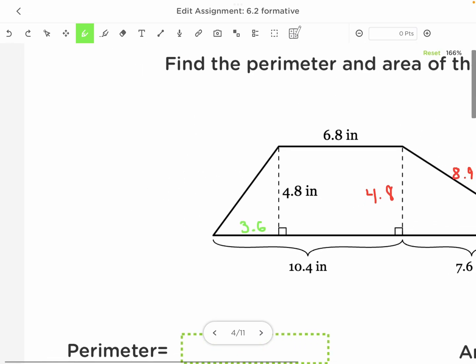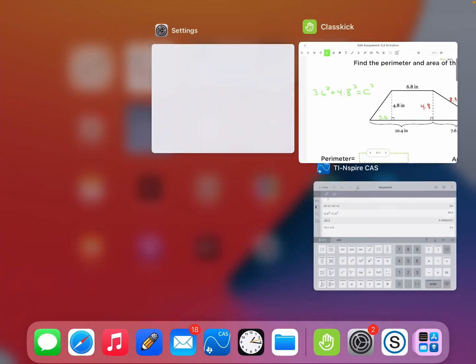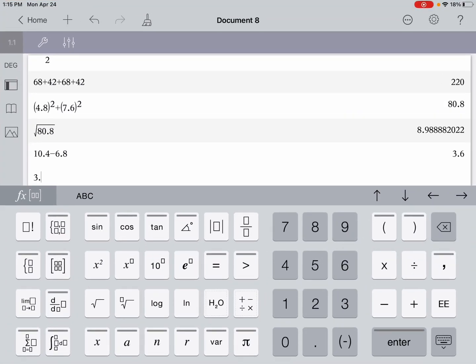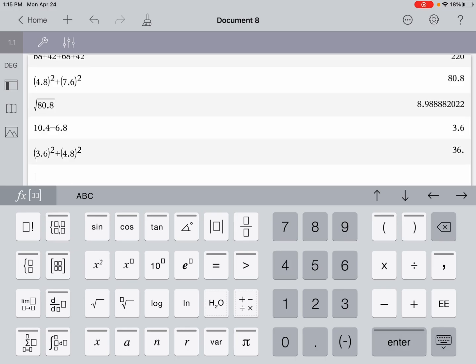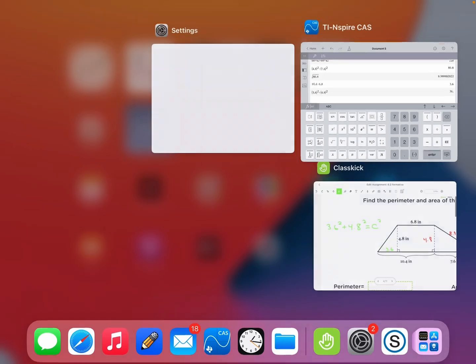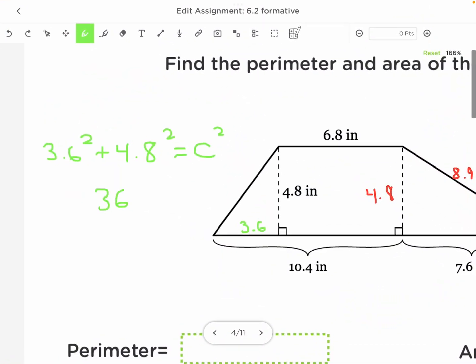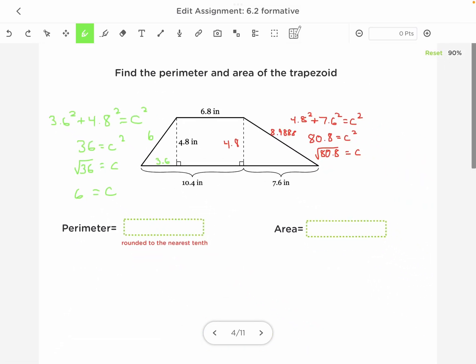So now to find our c squared, I'm going to do 3.6 squared plus 4.8 squared equals c squared. So 3.6 squared plus 4.8 squared is equal to 36. I get 36 equals c squared, and then I'm going to take the square root of 36. Now, I don't need my calculator for that because that is an integer value.